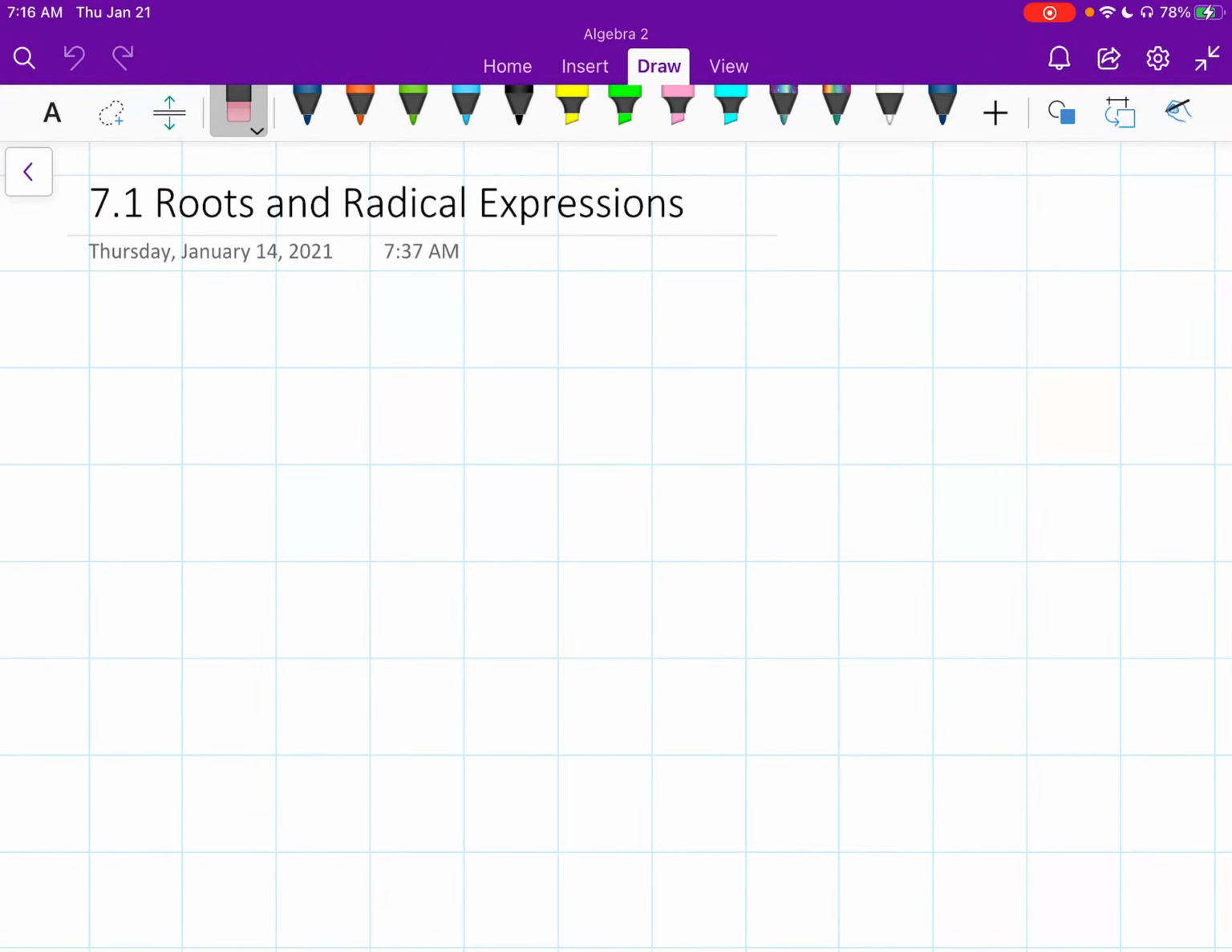Okay, 7.1, roots and radical expressions. So for starting off, some of this will be review and some of this will be new.